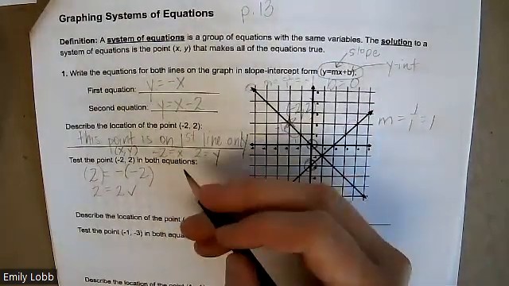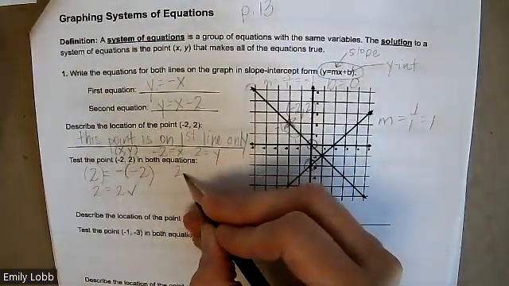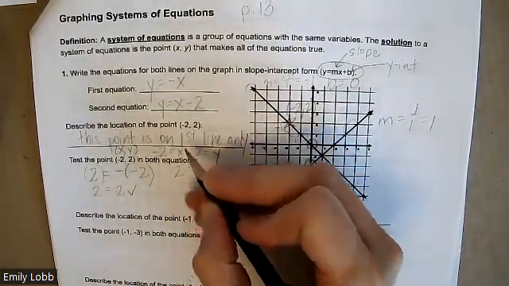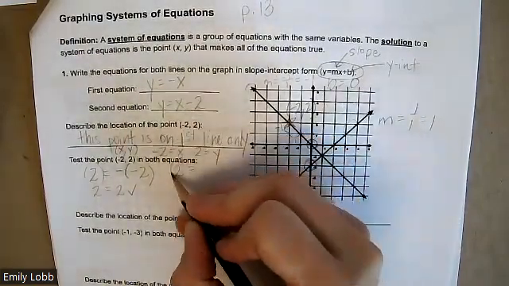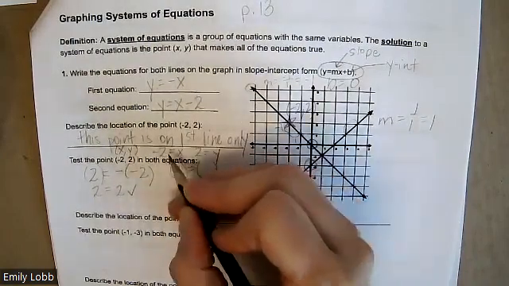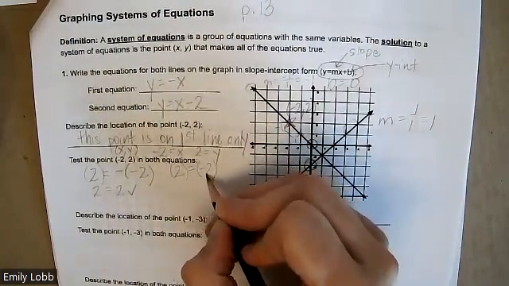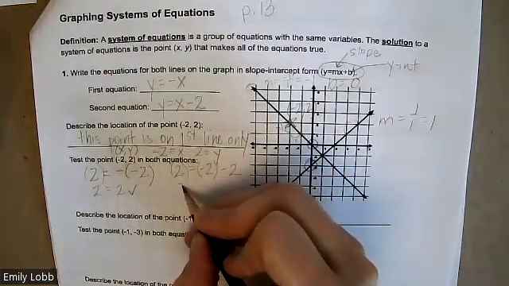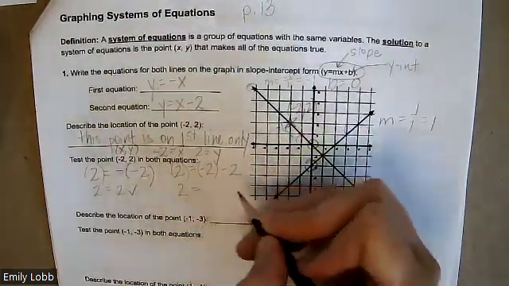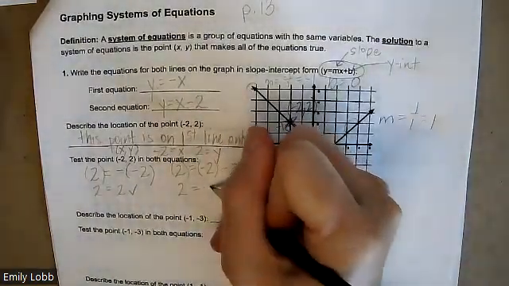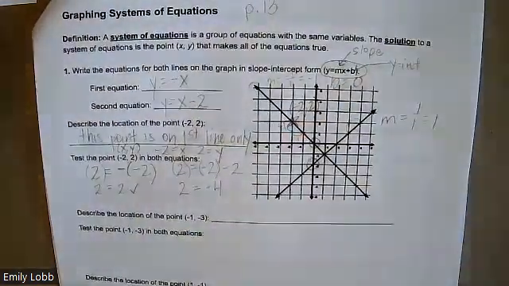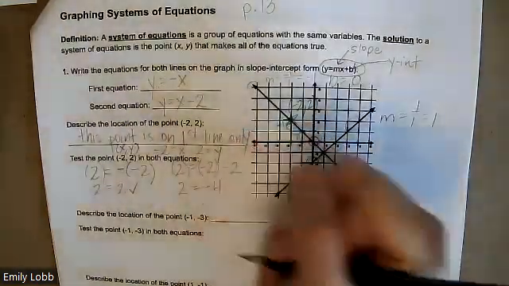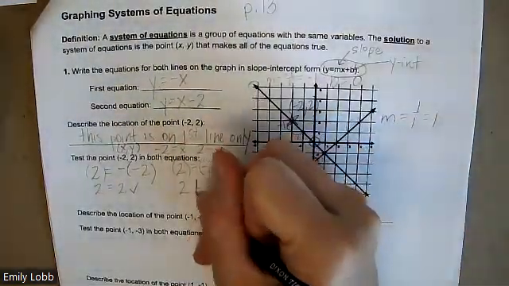So the y is still 2. I'm using this equation here. We bring down our equal sign. Our x is -2, minus 2. So if we bring down our 2, 2 is equal to -4. Does that work for this? No. So that is not true.